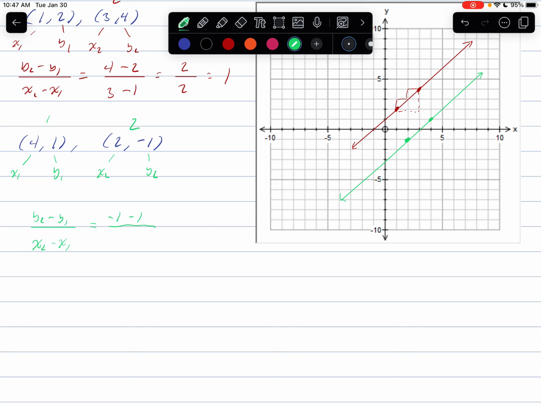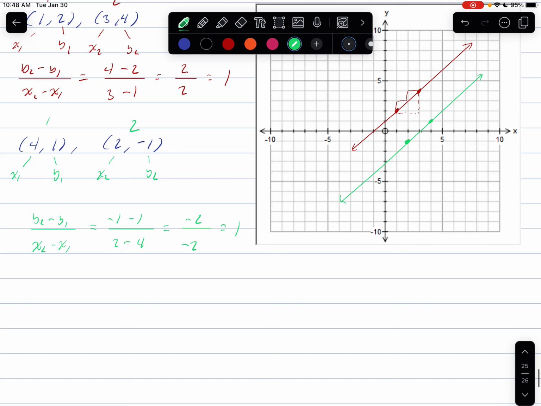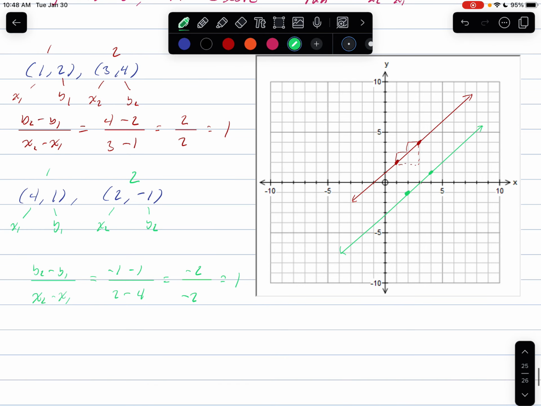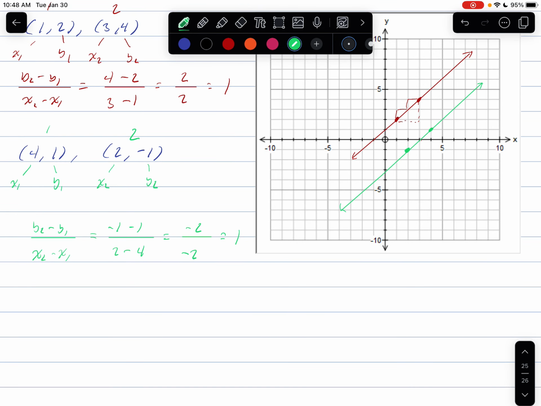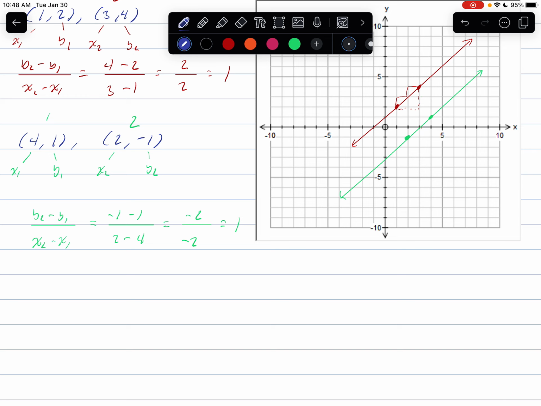That's going to give us 2 minus 4. So on the top, we're going to have -2, and then on the bottom we're also going to have -2. So the negative signs cancel, the 2's cancel, and we get 1. So our slope again would also be 1. So yeah, this would be our second example. Let's do another one that doesn't have the same slope here. It's good to do more examples anyways.